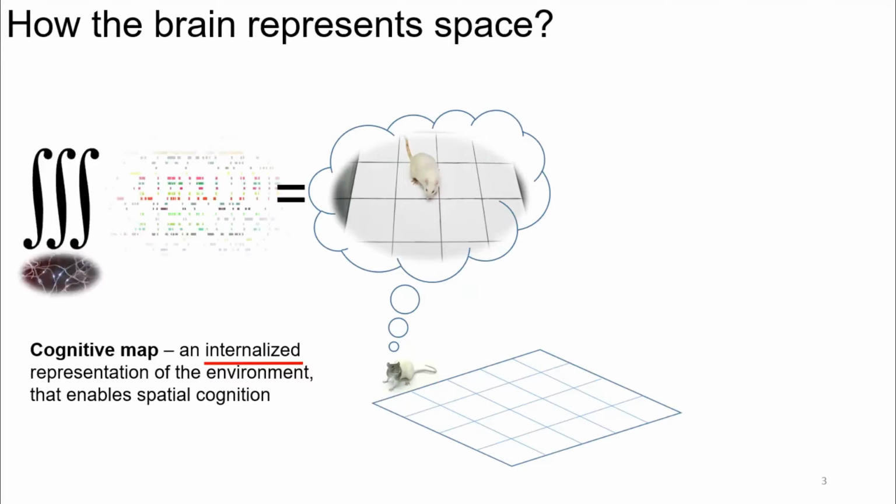And the question is, how does this happen? How does the brain collect data from different parts of the brain, spiking outputs, and integrate them in some sense to produce a coherent representation of space as a whole? Now, in order to begin to address this question, we built our modeling on empirical data.